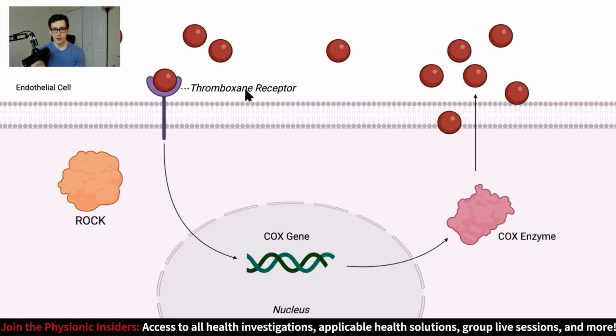Okay, so eicosanoids bind to this thromboxane receptor. It does not affect ROCK in this situation. I mean, technically it probably would, but we're talking about a mechanism that's been identified independent of ROCK.